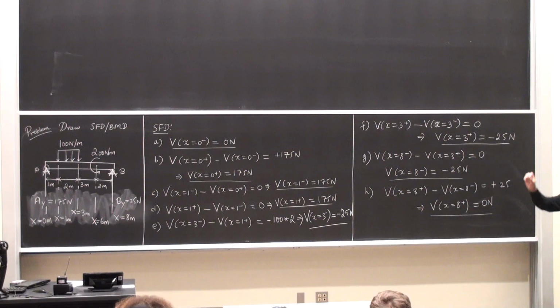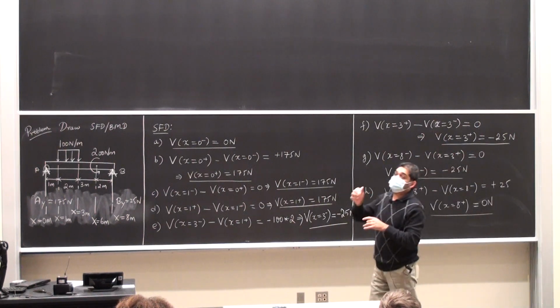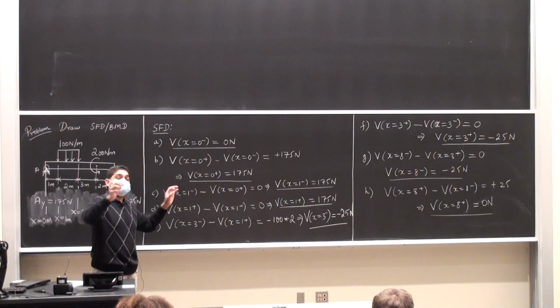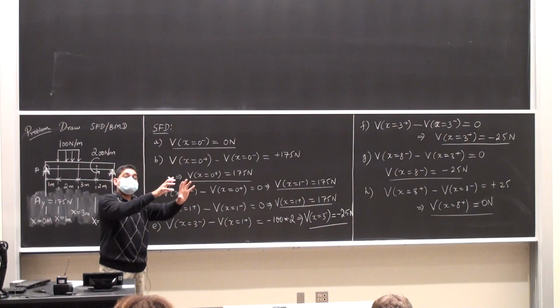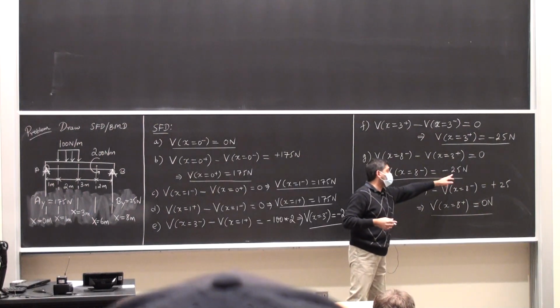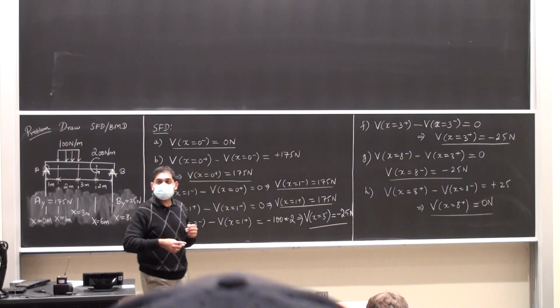It always starts from 0 and ends at 0. It cannot be any other number. So, in some sense, you can always work backwards if you made a mistake and figure out, okay, it has to start from 0 and end at 0. So, I know that the change in the shear should be something that gives me 0. So, what should be the support reaction at the end? It should be plus 25 newtons. So, that's another way of thinking about it too. Okay.